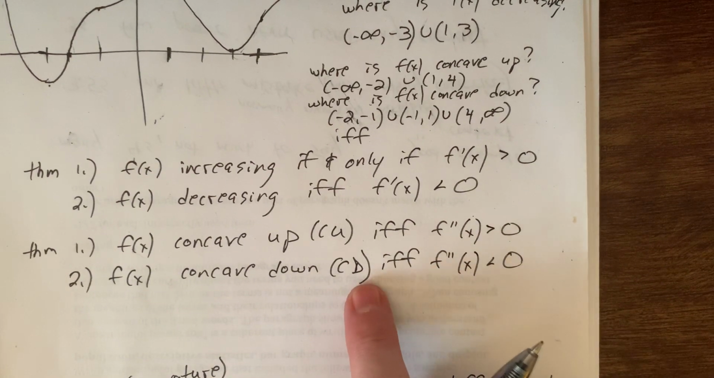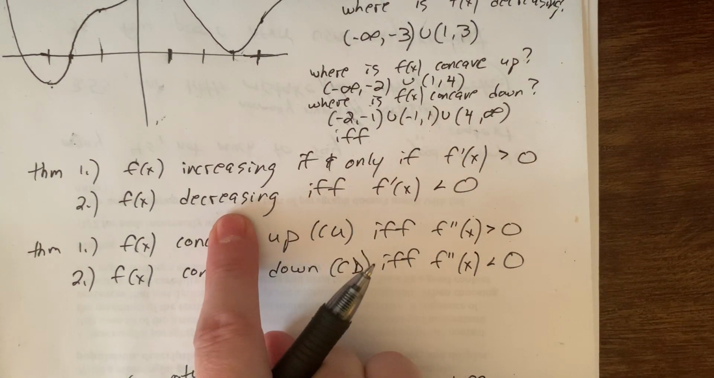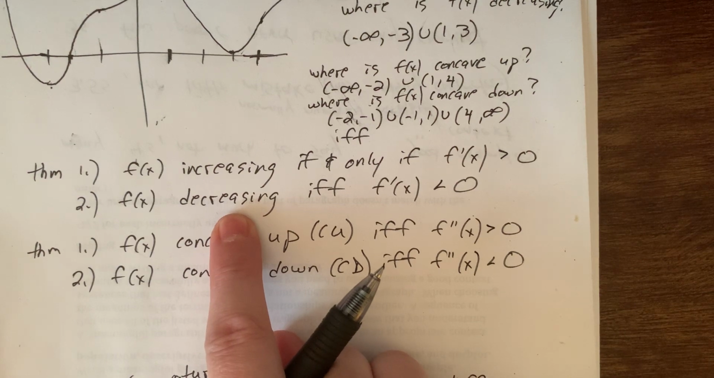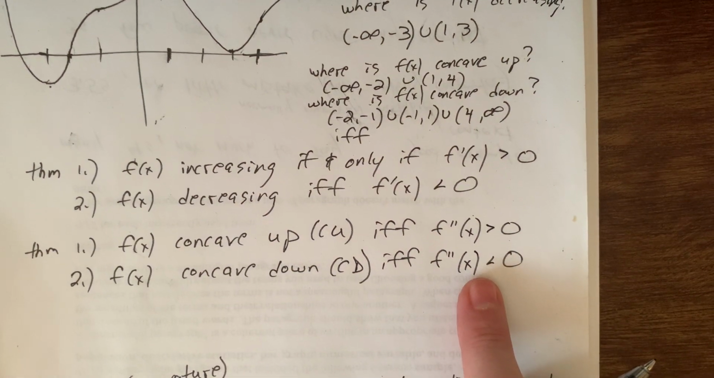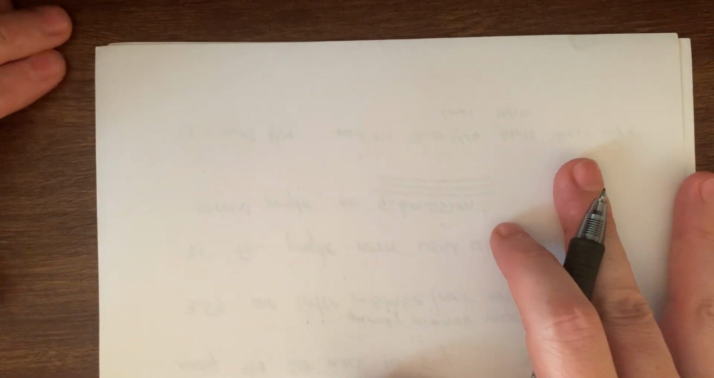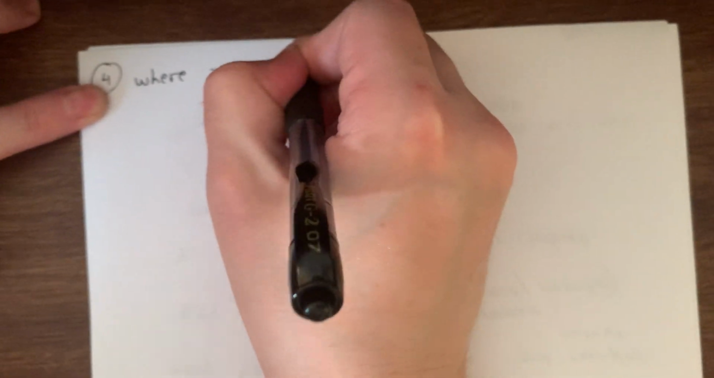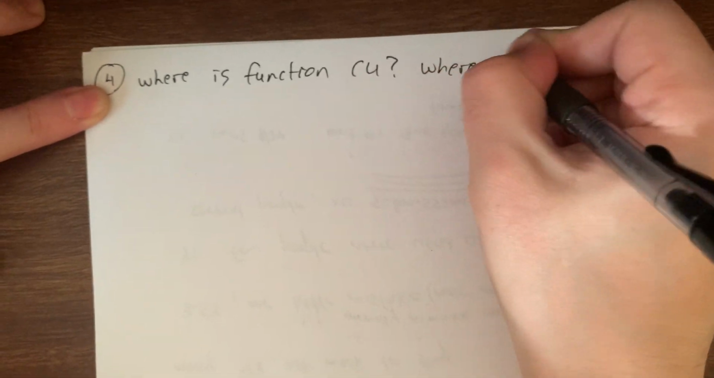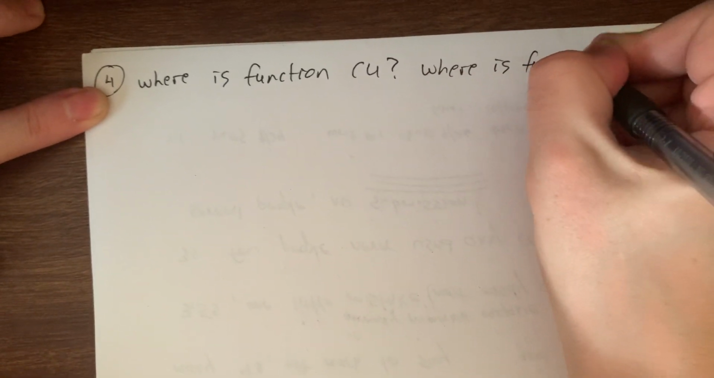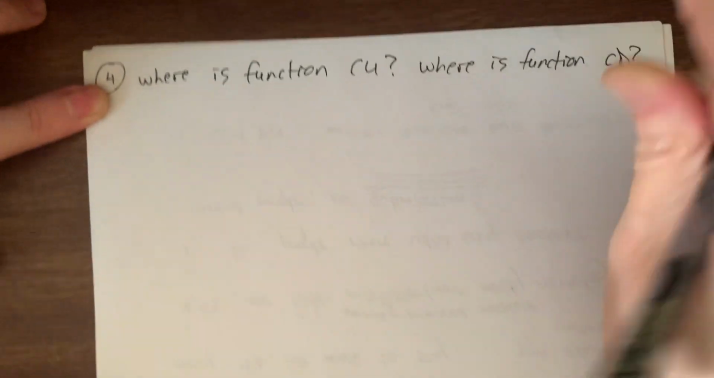We'll see these concavity problems when we're dealing with equations are going to be very similar to the increasing, decreasing problems that we had a moment ago. It's just that we'll use the second derivative. So let's get a problem. We'll do a couple of these. Again, this is very similar to the increasing, decreasing, just that you're using the second derivative. So where is the function concave up, and where is the function concave down?